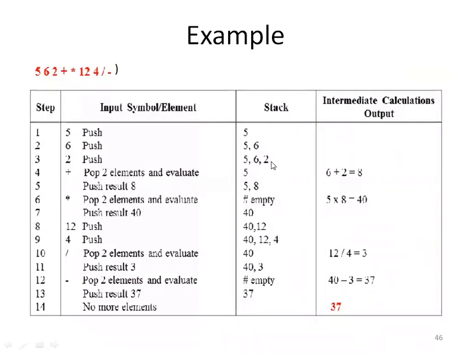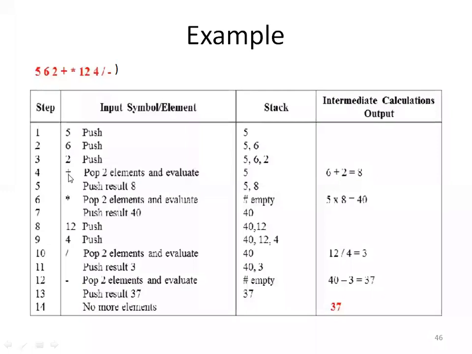Now tell me, in the stack, what is the topmost element at this point? Sir, 2. 2 is at the topmost. And next topmost? Sir, 6. Okay. So now we have scanned 2 completely. Now which symbol will we scan? Plus operator. So plus is scanned here. Is this plus an operator or operand? What is it?